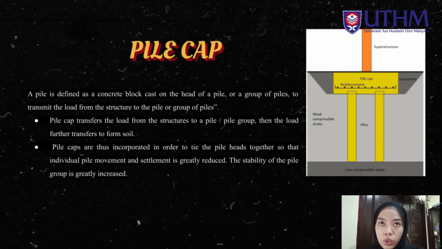It's defined as a concrete block cast on the head of a pile or group of piles to transmit the load from the structure to the pile or group of piles. The pile cap transfers the load from the structure to the pile or pile group, then the load is first transferred to the soil. Pile caps are thus incorporated in order to tie the pile heads together so that individual pile movement and settlement is greatly reduced. The stability of the pile group is greatly increased.